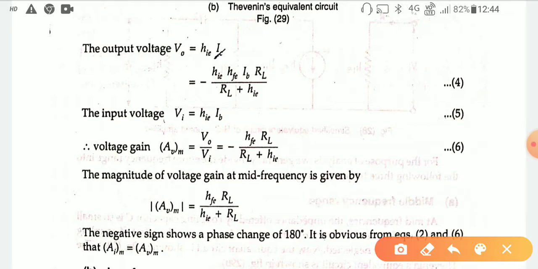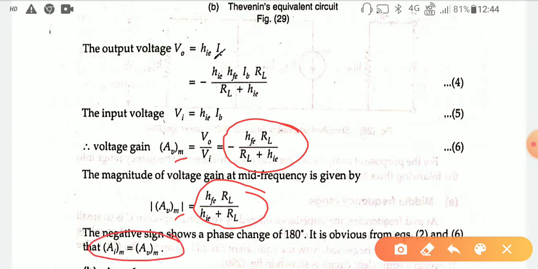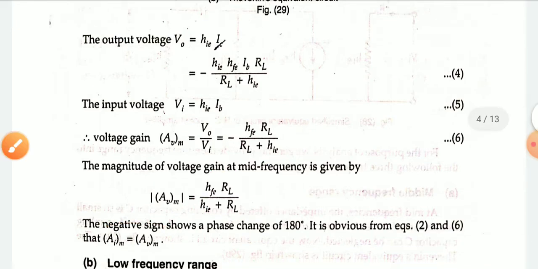So this expression will become this form, and the magnitude will be the mod value of AVM, and the minus sign will be omitted. From these two expressions for the AV, the suffix M is defined for the mid frequency region. For both the voltage gain and the current gain in the mid frequency region, the magnitude will be the same, and the phase change will be 180 degrees, because the negative sign shows the phase change. So this is for the mid frequency region.